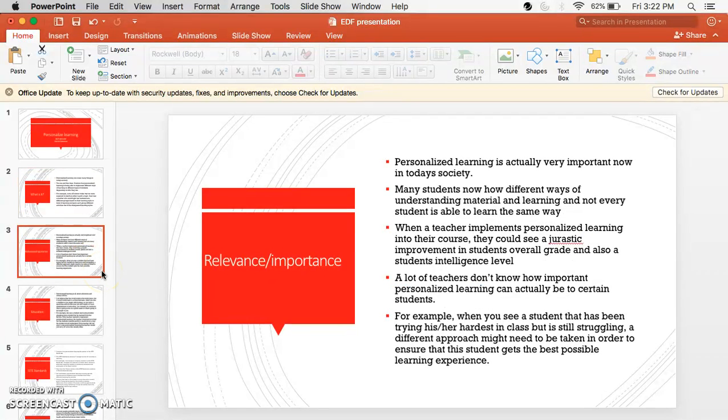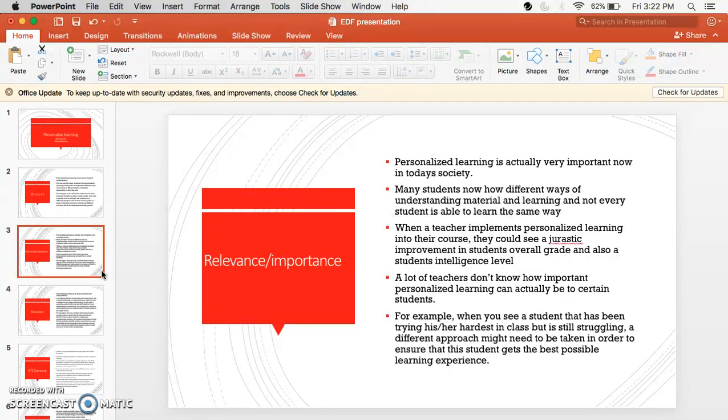So, the relevance and the importance of personalized learning. Personalized learning is actually very important in today's society. Many students now have different ways of understanding material and learning, and not every student is able to learn the same way. So, just like I was saying, when I was younger, I did not have the same learning style as some kids in the class. Of course, some kids were smarter, and I wasn't able to learn the same way they were able to learn or pick up information. So if the teacher were to use personalized learning on me, I feel like I would have been able to probably progress to those kids in that class.